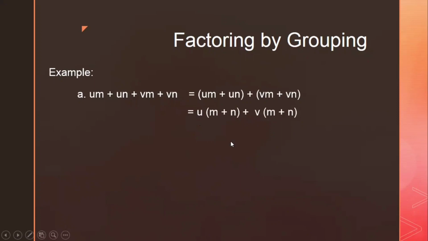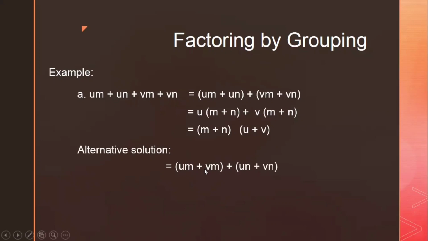Then we factor out the common binomial, which is m plus n, and the other factor is u plus v. Since we factored out the common binomial, what will be left inside are u and v. So that's why we have u plus v. We have an alternative solution.